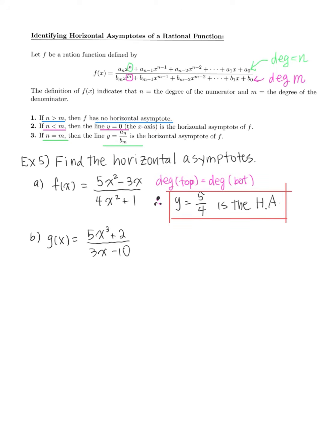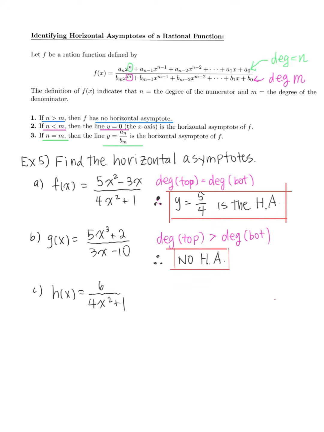Part B, we're given g of x equals 5x cubed plus 2 all over 3x minus 10. So what do we have going on here? The degree on the top is 3, which is greater than degree 1, which is on the bottom. So in this case, it would be case 1. So this g of x does not have any horizontal asymptote.